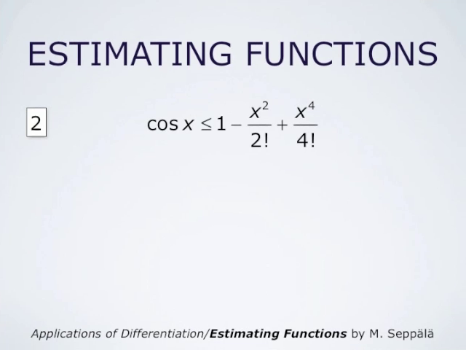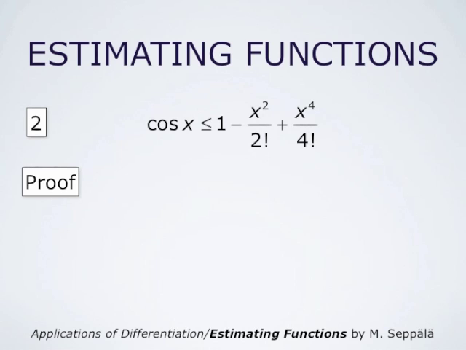In this example, our task is to prove that cosine of x is always at most 1 minus x squared over 2 factorial plus x to the fourth over 4 factorial. I remind you that 2 factorial is the product of all the numbers up to 2, that is just 1 times 2, which is 2, and 4 factorial is the product of all the numbers up to 4, which is 1 times 2 times 3 times 4, and that results to 24.